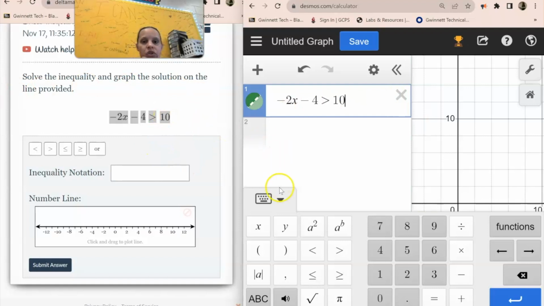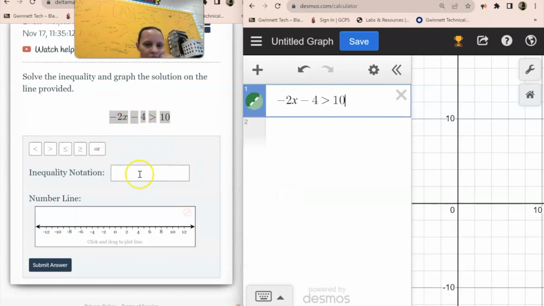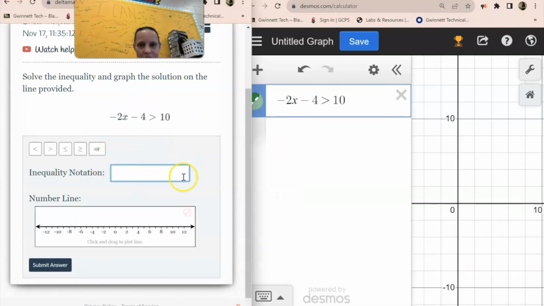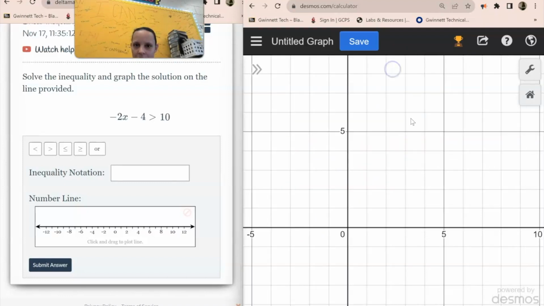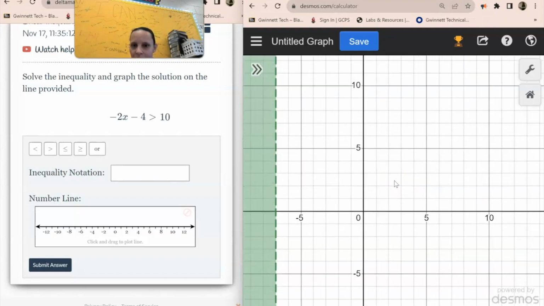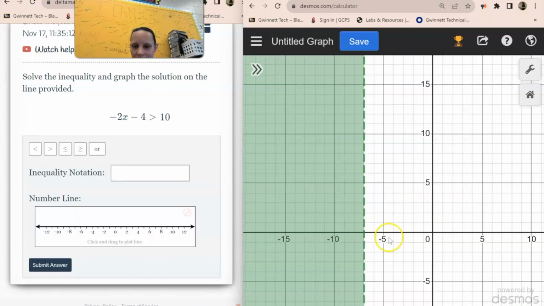All right, so solve. Now, remember, when we finish this, it's going to be x. When you're solving this question, it's going to be x is less than or equal to, or greater than or equal to, or just less than or greater than, right? So what that means is you're really looking at where it crosses your x-axis. So I'm going to hide this for a second. I'm going to click hide. I'm looking for a green line. I'm going to zoom out. Boom, there is my green line there.